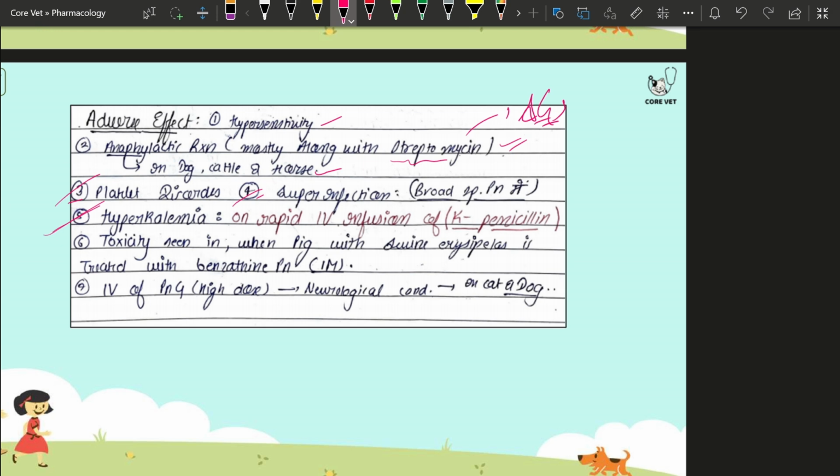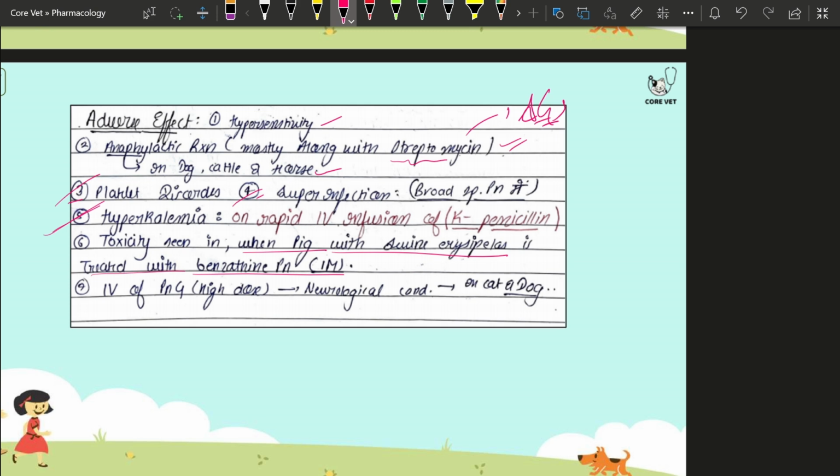So toxicity is seen when a pig with swine erysipelas is treated with benzathine penicillin G given through the IM route. Toxicity is generally seen with benzathine penicillin when we treat swine with erysipelas, right? Erysipelas, you know, right? You studied that in microbiology.